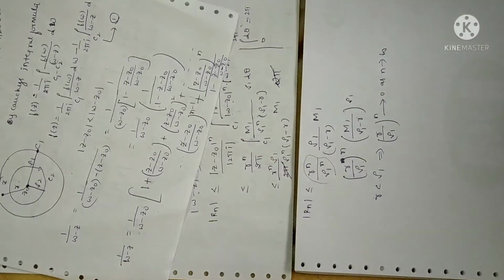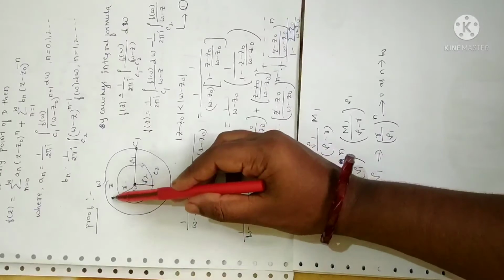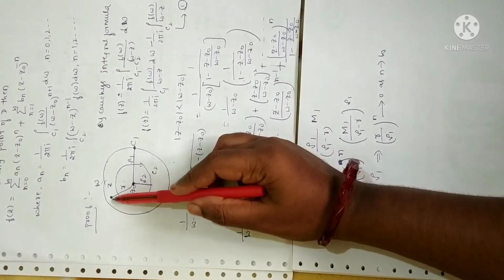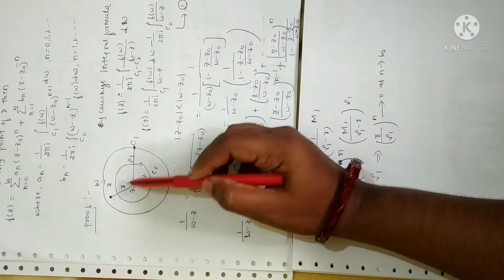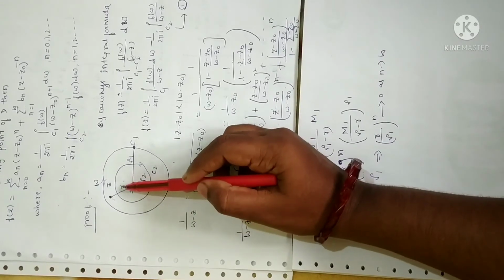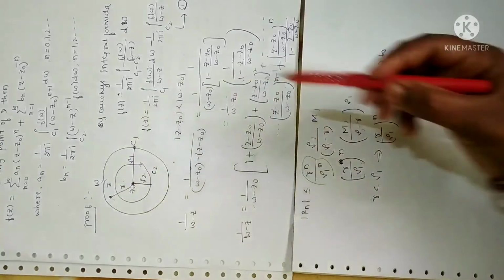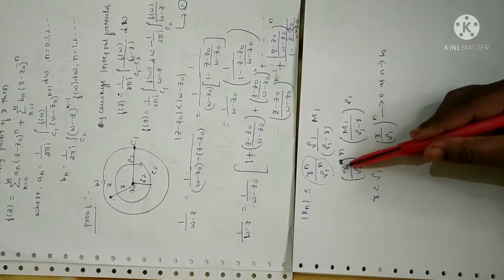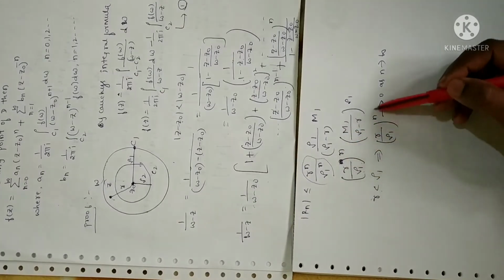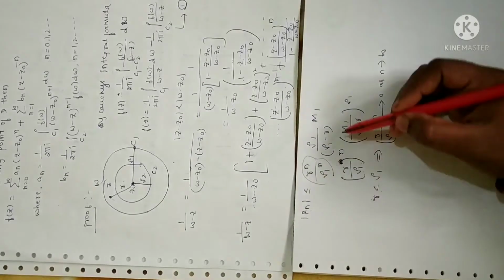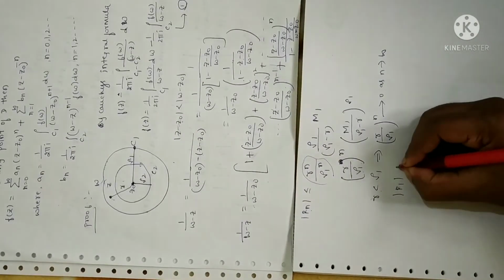I'll just repeat once again. If you choose a point z in between these two circles, let r be the radius between those two points. The distance from the center to that point will be smaller. Clearly rho 1 is greater than r, so I can say r is less than rho 1. So as n tends to infinity, if you keep on increasing the n value, this value will become 0. In the sense, the magnitude of Rn will become 0.